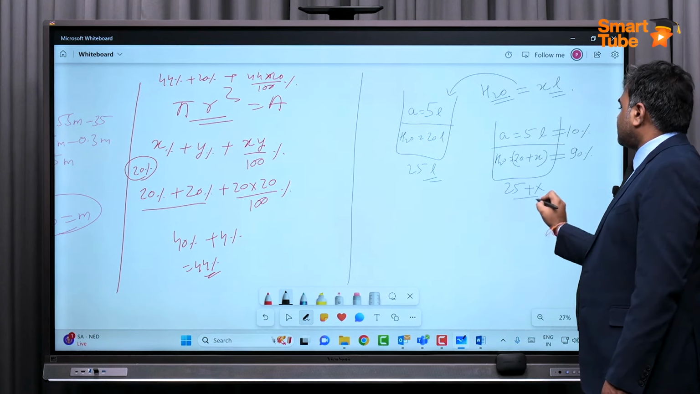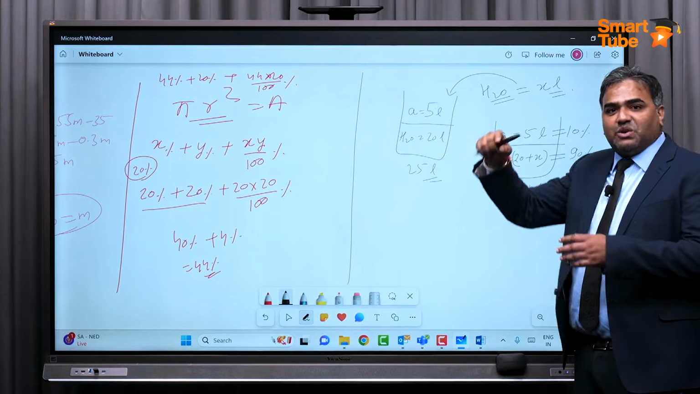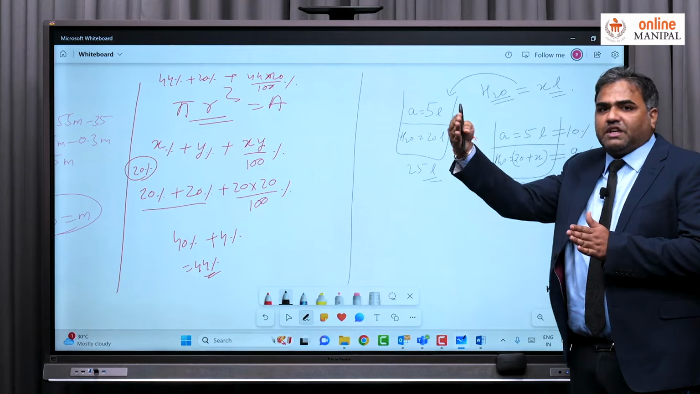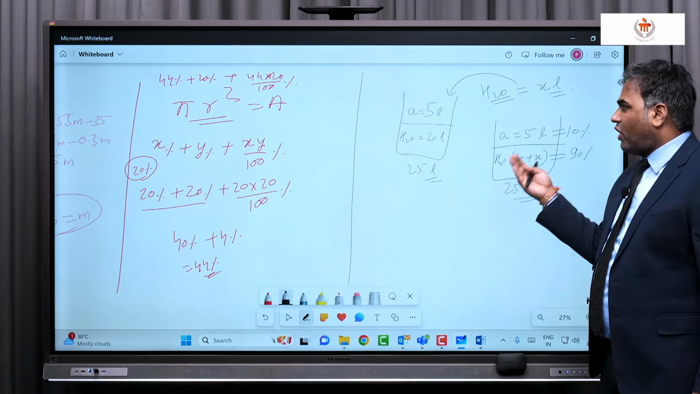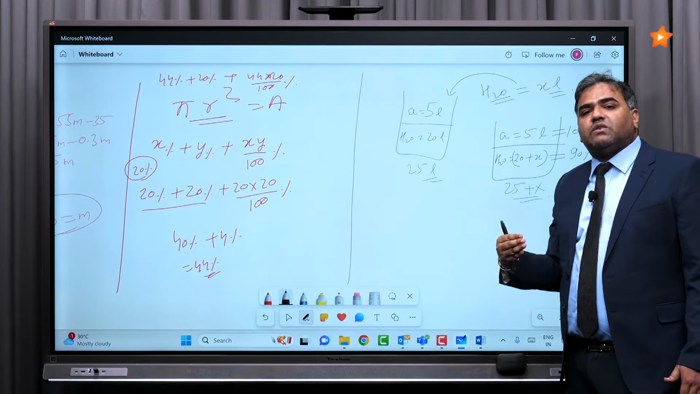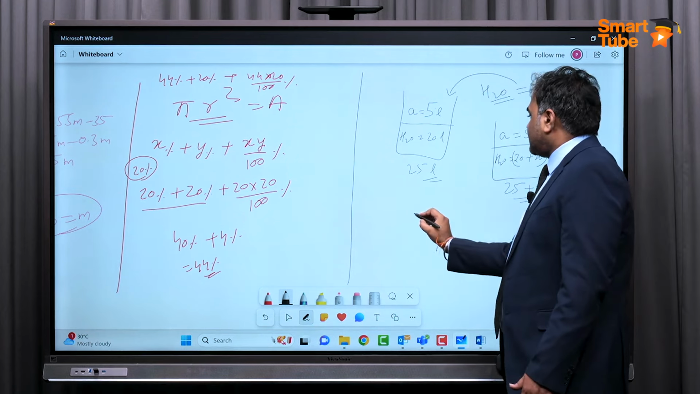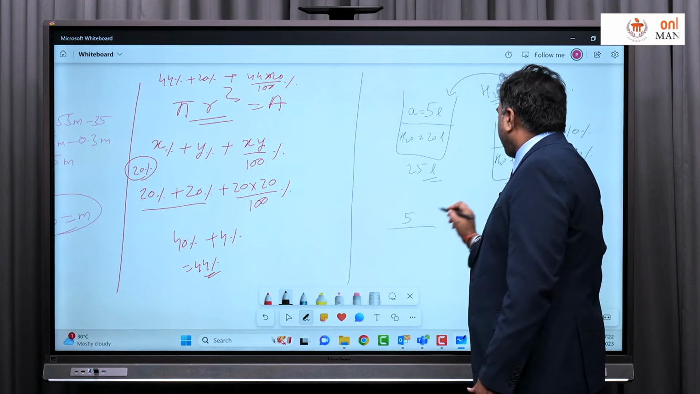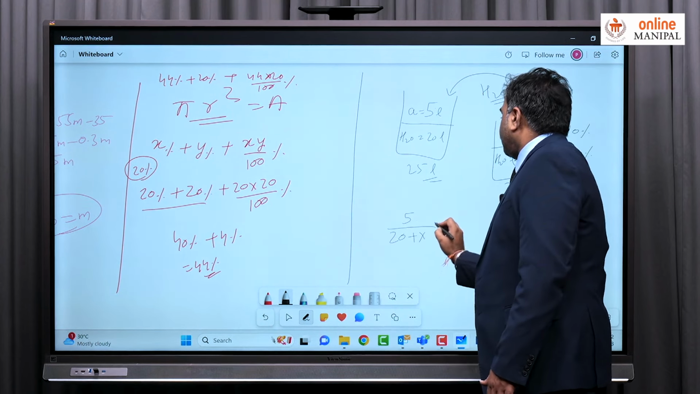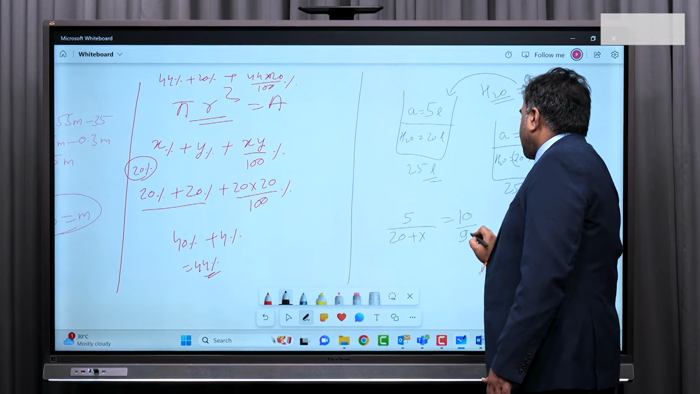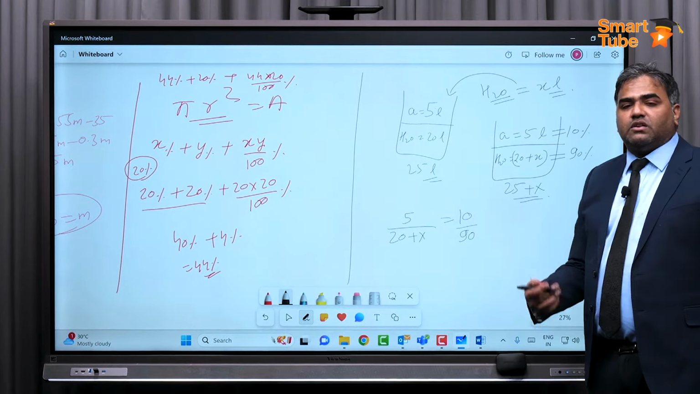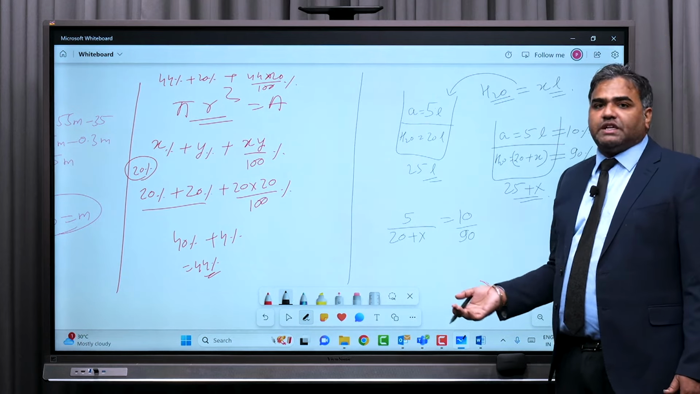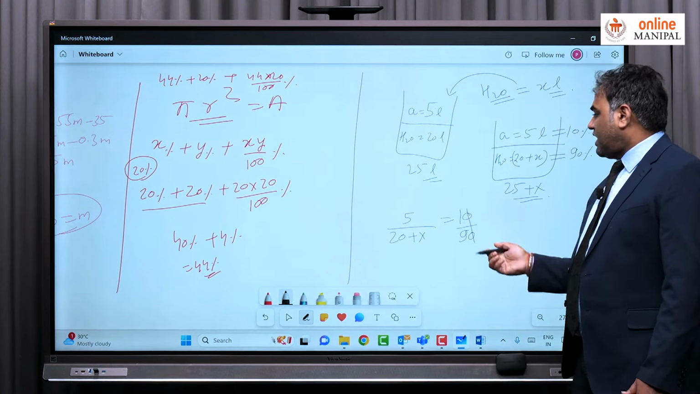Why 25 plus X? Because you are adding X liter of water, right? So the total volume from 25 liter will increase by X, so it becomes 25 plus X. What I want is the percentage of acid as 10%. So the ratio of acid 5 to water 20 plus X, I want this as 10 by 90. Means 10% acid, then definitely the water percentage should go from 80% to 90%. This is nothing but 1 by 9.